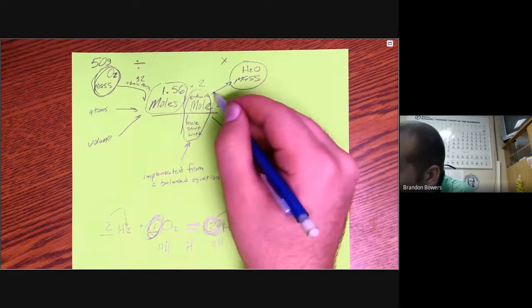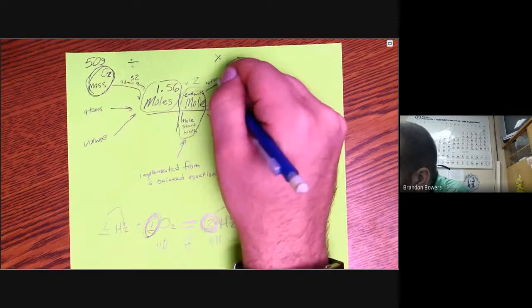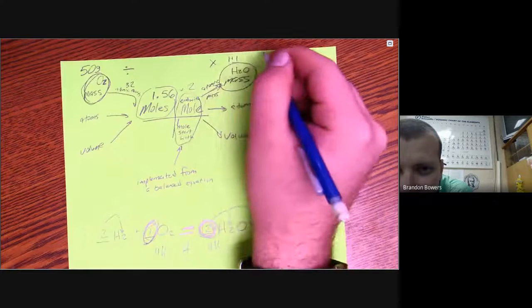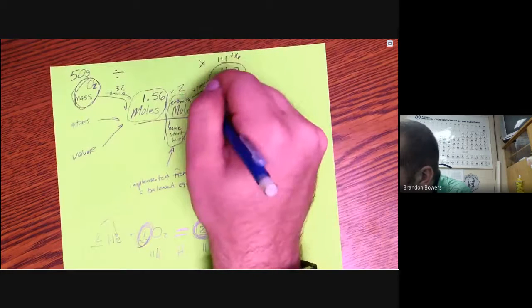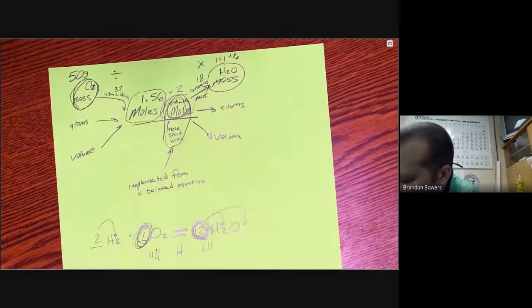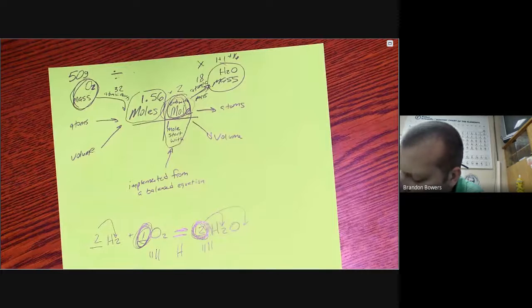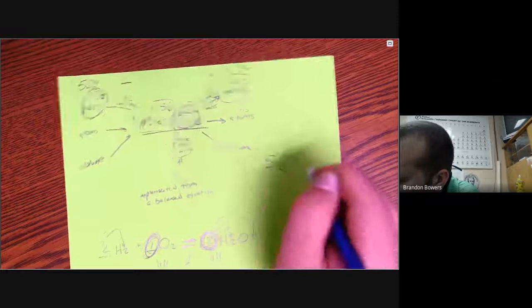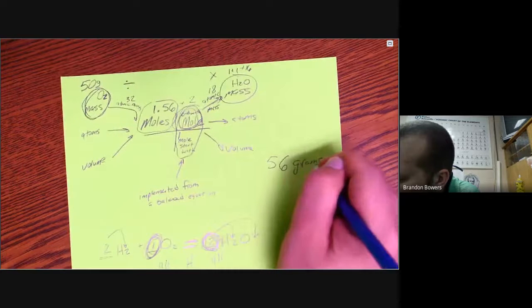My last step, I have to multiply by the atomic mass again. In this case, I'm using water. Hydrogen, I have 2 of those, each one weighs 1. Oxygen weighs 16, so the mass is actually 18. So I'm going to multiply the answer I got here times 18, and I got 56 grams of water.